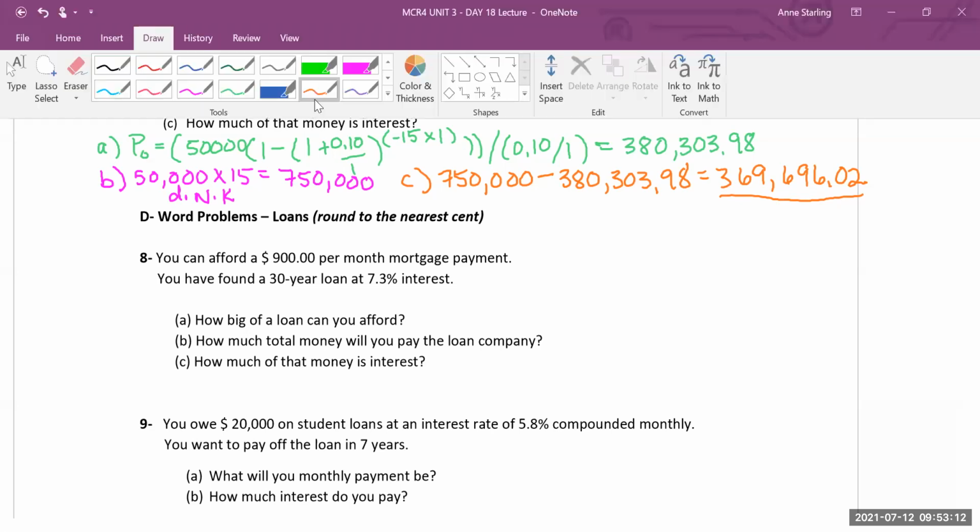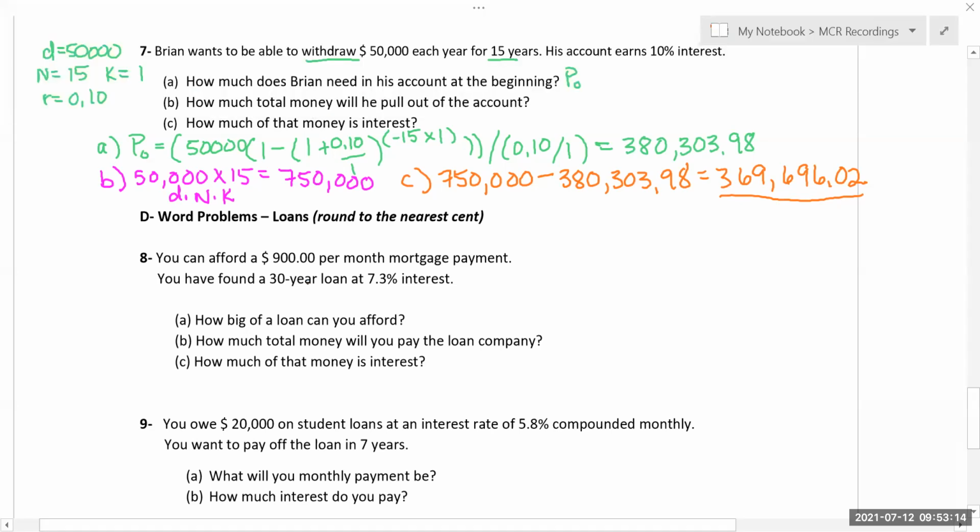So again, I mentioned it might be good to pause and try these problems on your own and then go over with the video. So you can afford a $900 per month mortgage payment.